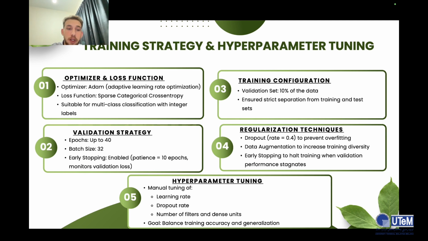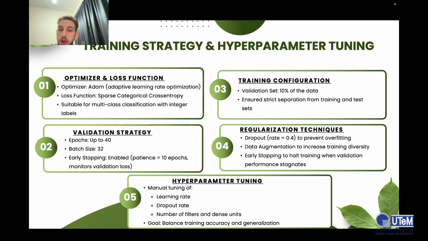So the second section is the validation strategy. We use epochs up to 40 and the batch size is 32. The third section talks about the training configuration. The validation set, as I mentioned, is 10% of the data. It is separate from the training and test sets.